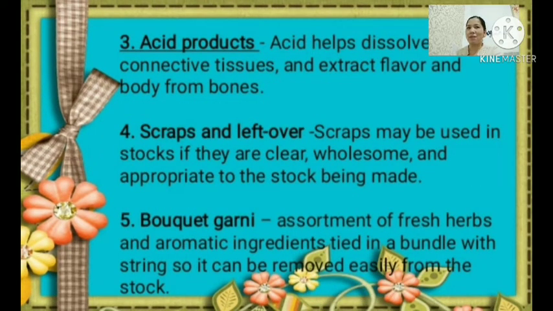Next, the third ingredients is what we call the acid products. Acid products, ibig sabihin, pang-asim or yung maasim. Acid helps dissolve connective tissues and extract flavor and body from bone. So, it helps dissolve connective tissues, extract flavor and body from bone. So, yung mga pang-asim, ginagamit natin para mas maging flavorful ang sabaw.